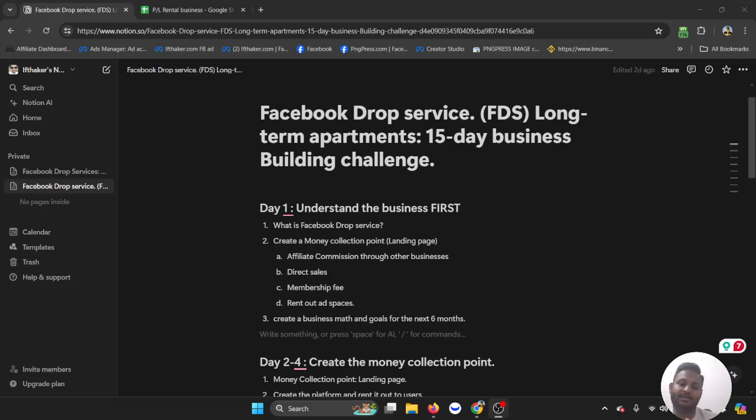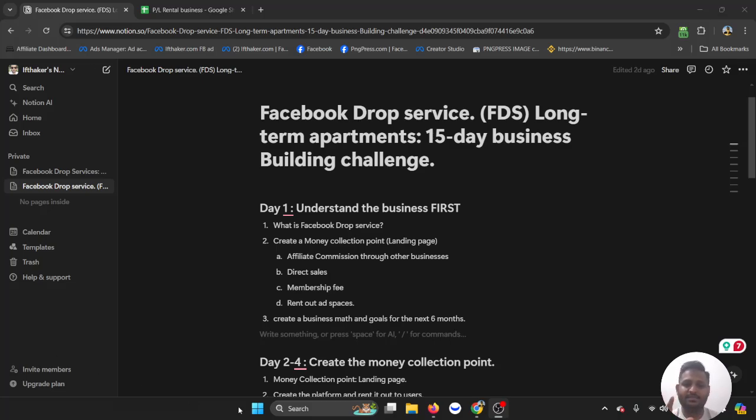So the first thing is that a money collection point is a point where people will come and pay you. Now this money collection point can be anything. It can be your website, it can be just a Canva image, it can be your Facebook page, it can be a landing page, it can be anything. The main thing about a money collection point is that it needs to be very specific and targeting the right customer. When a person comes to your money collection point, within 2 seconds they need to know what your business is about and what services you're going to offer. And that's the main thing.